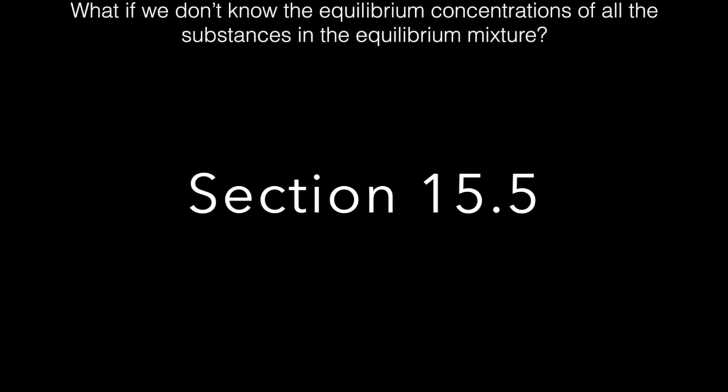Now comes the question: what if we don't know the equilibrium concentrations of all the substances in our mixture? Before, everything had been given to you, and you simply plugged values into your equilibrium expression. What if you're not given everything? What if instead you know the initial concentrations, but you don't know what the equilibrium concentrations are? So let's look at an example that allows us to figure that out.